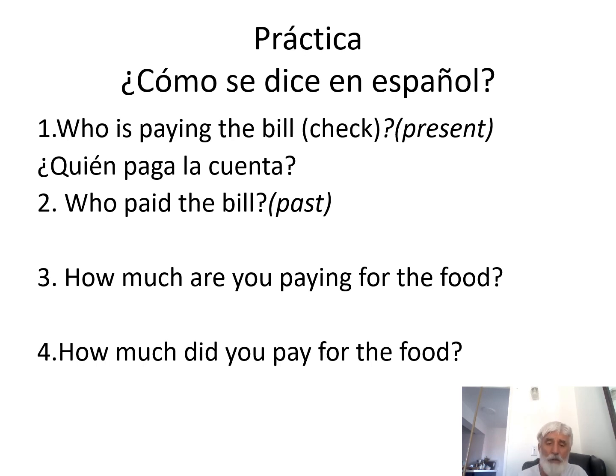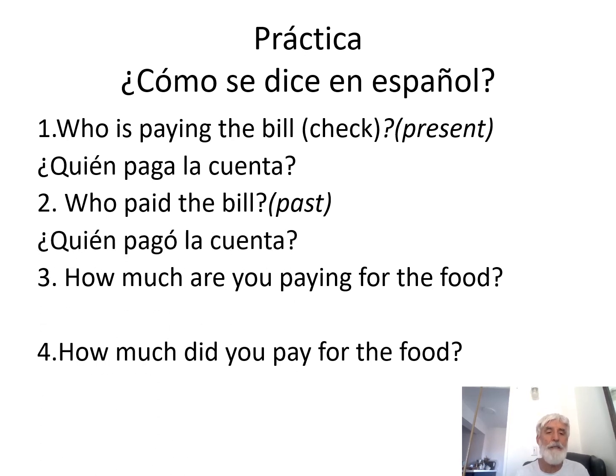Now, let's try to do this in the preterite. This is what you must learn in this unit. Who paid the bill? So to pay is the verb pagar. The word for bill is cuenta. Let's try to do this one. So who paid the bill? I have to get the stem of pagar. It's pag. I'm in the el ella form of the verb. So what's the ending that corresponds to el ella or who? It's going to be an o. So let's try it. ¿Quién pagó la cuenta? All right. Who paid the bill?